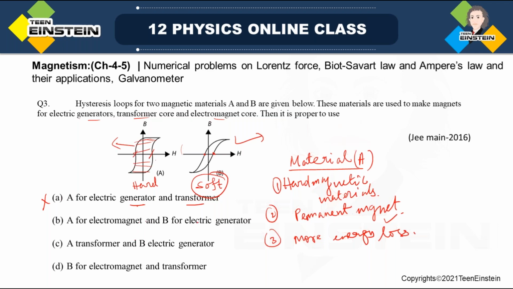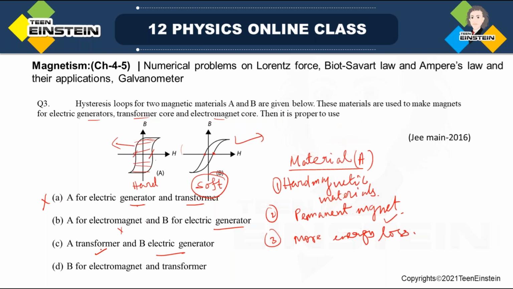Okay, so B can be used as a generator. That is wrong. This is also wrong. Sorry, this is correct. A can be, no, this is also not correct. A transformer and B electric generator. A transformer, it cannot be used as a transformer because hysteresis loss is more. And B is electric generator. Electric generator, it may be used, but since this portion is wrong, this whole sentence is wrong.